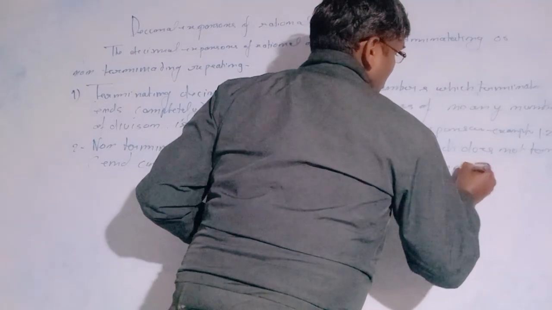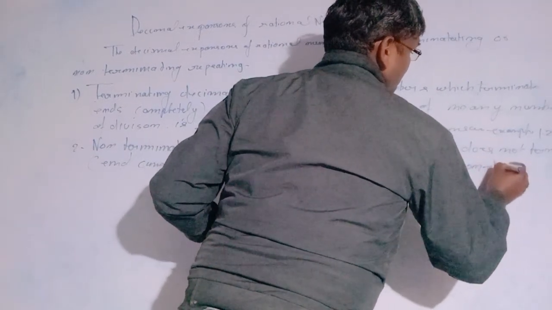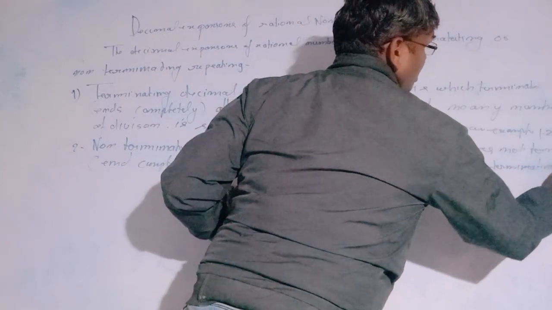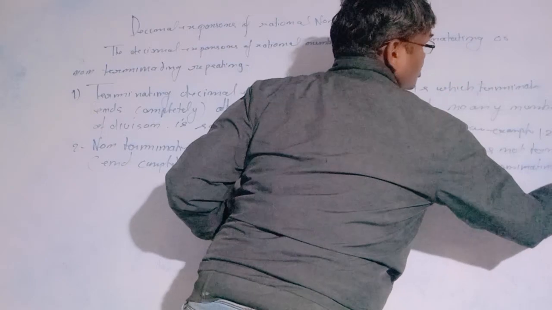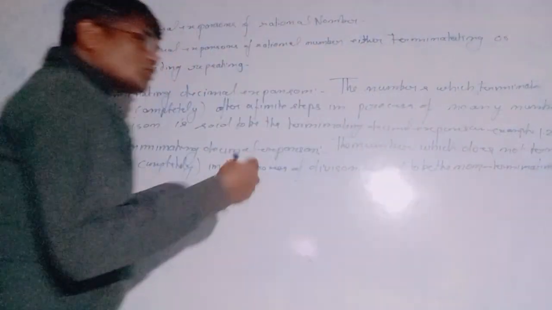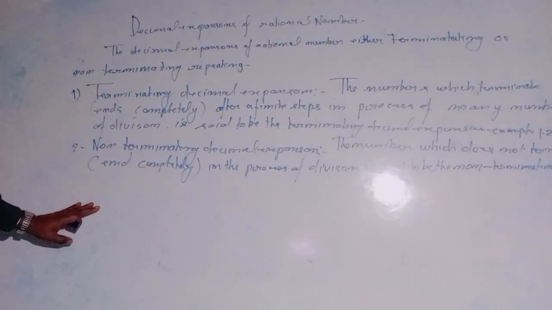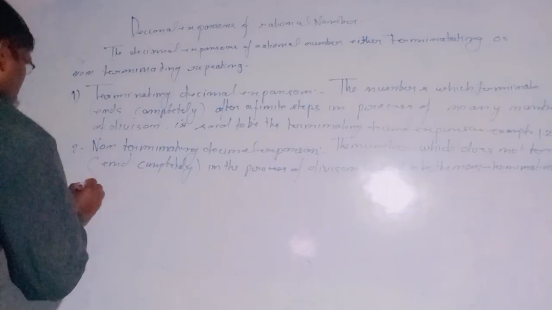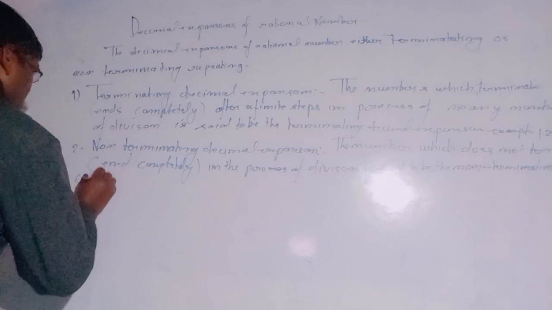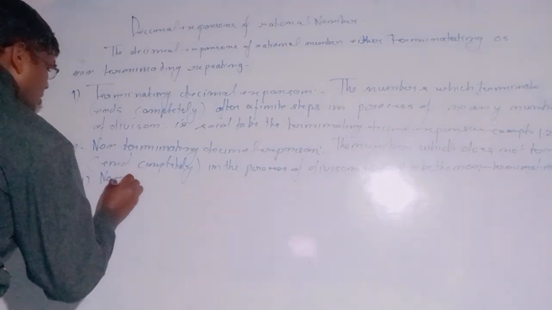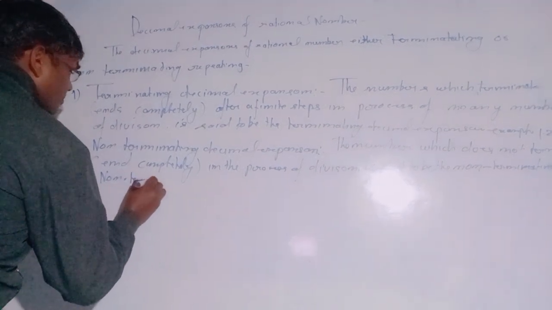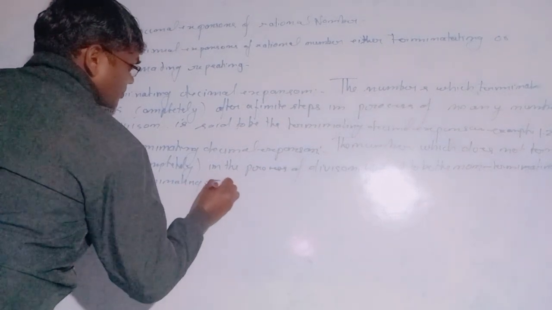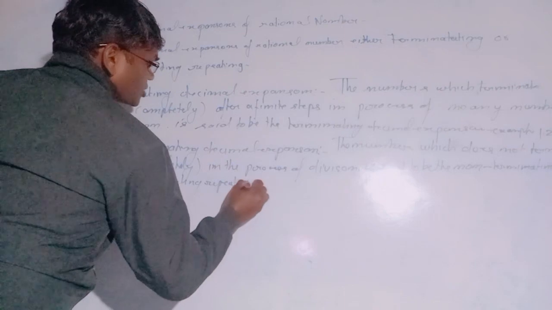It is said to be the non-terminating decimal expansion. Okay, it is of two types. How many types? Two types. First, non-terminating repeating expansion.